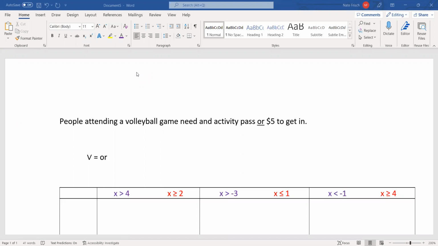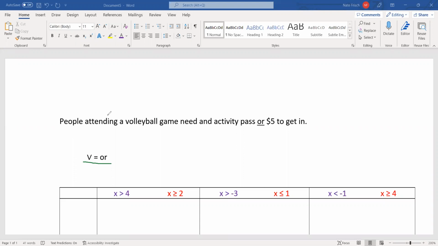So disjunctions, instead of having "and," we're using "or." So the symbol that we use is this little symbol that looks kind of like a V. That is your disjunction symbol, and that means "or." And we'll explain a little bit as we go about how that's different from the conjunction, which is "and."